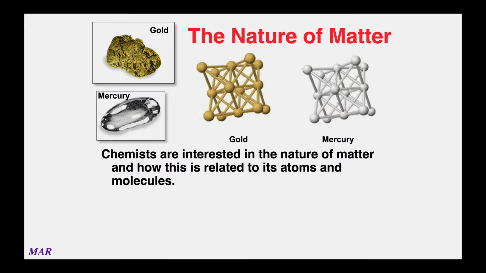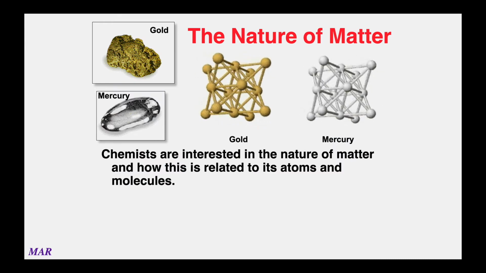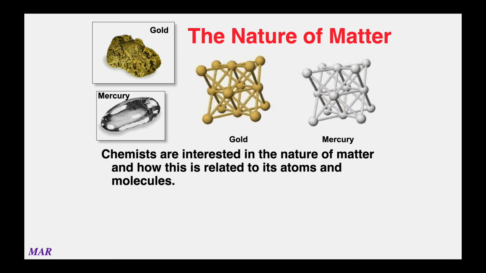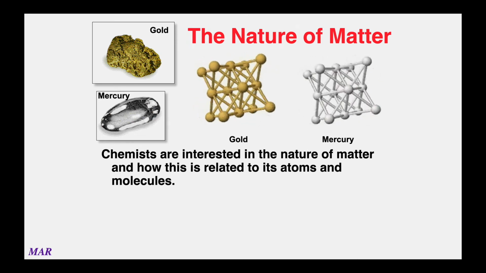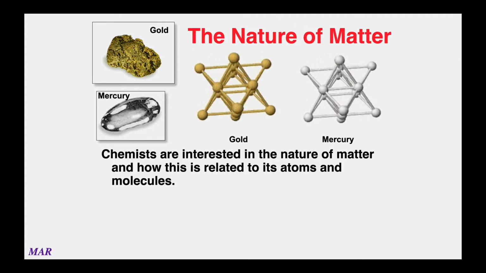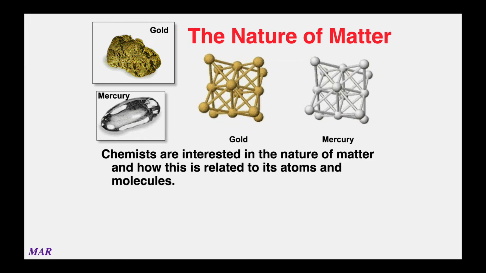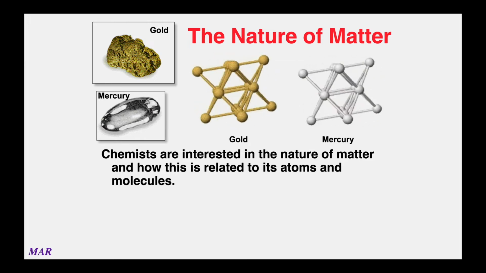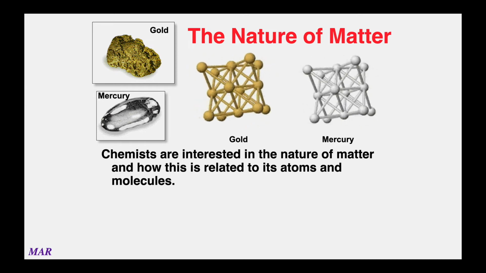Gold and mercury to us look quite different. Gold is a chunky kind of metal, and mercury, which is sometimes called quicksilver, is a liquid. It's kind of fun to look at, but it's also very dangerous, so be careful. On the other hand, those things that are rotating there show how gold and mercury are related on the atomic level. And you can see they look very similar.